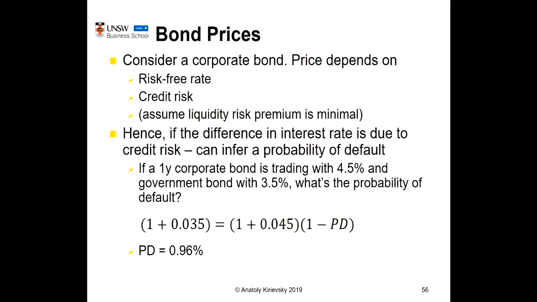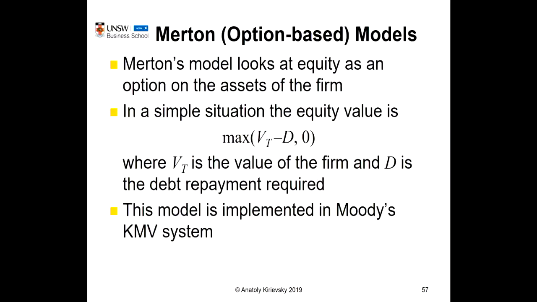So if you know that the government bond is trading at 3.5%, the corporate bond is trading at 4.5%, you can solve it by figuring out that the probability of default is about 0.96%. Right? In reality, it's going to be a little bit less because of other factors, but that's what it is. The other way to work out the probability of default is to look at option-based methods.